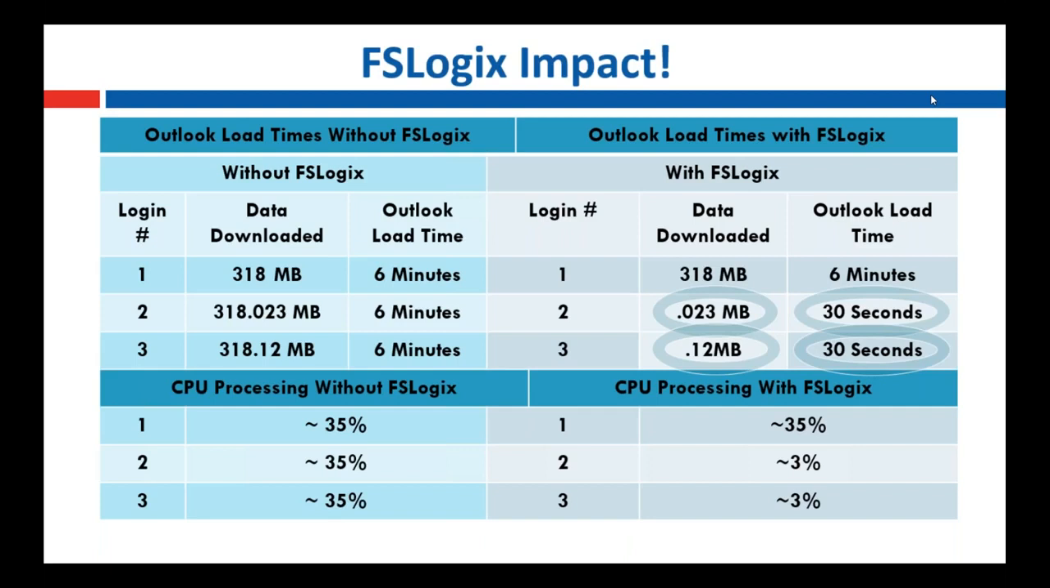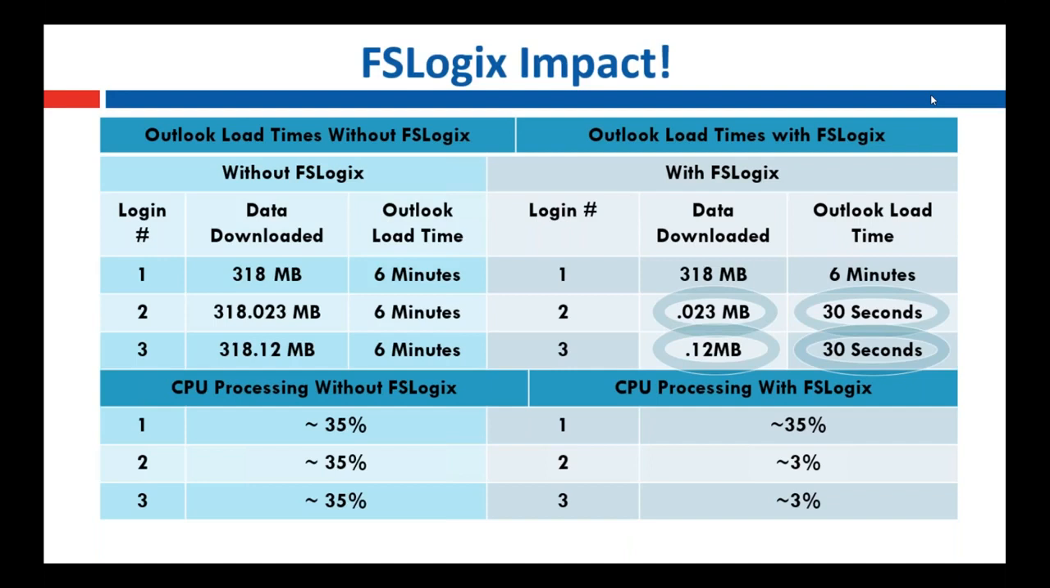And then with FSLogix involved, intercepting that local path, I downloaded, still 318 meg, it took the same 6 minutes, right? But the second login, I only had to get the deltas, which was a very small amount of data, took 30 seconds. The third login, the deltas once again, was 30 seconds.